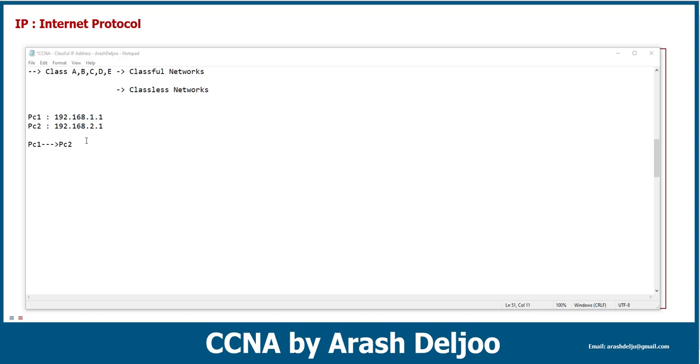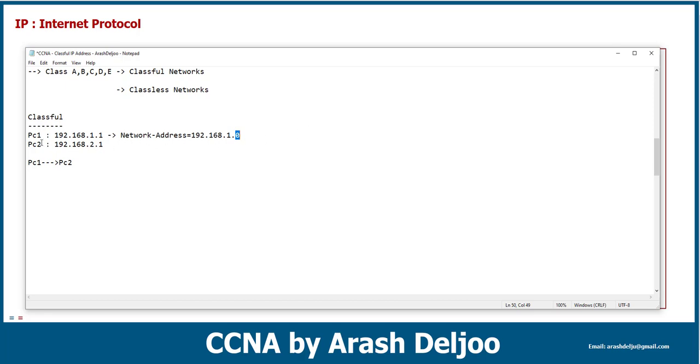For example, now in classful networks, let me use the classful network addressing rules. Here in classful networks, we have the rules of the classes. We know that the IP address of PC1 is in class C, and because it is in class C, the network address, let me write here, is 192.168.1.0. In the host bits, I used all bits at 0 because this is a network address.